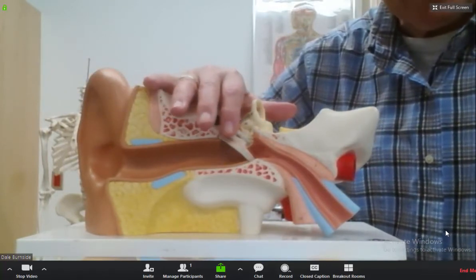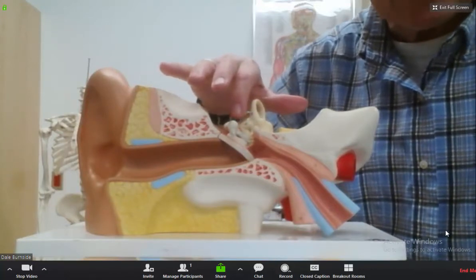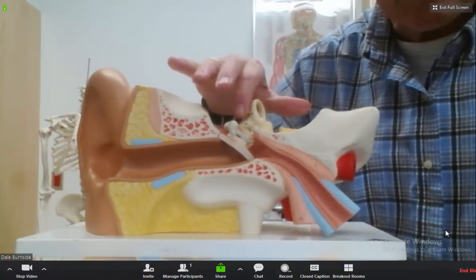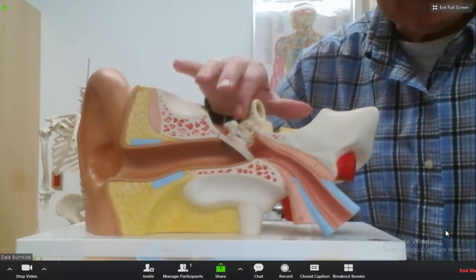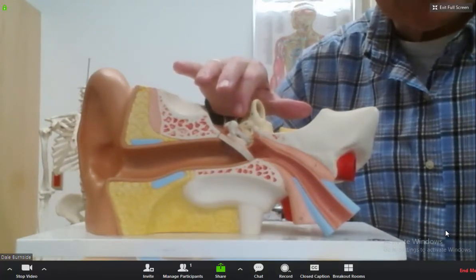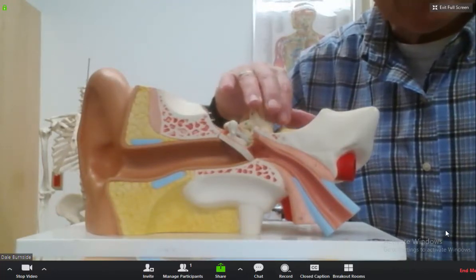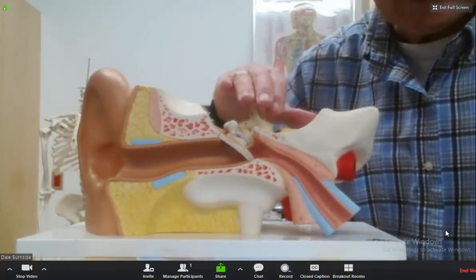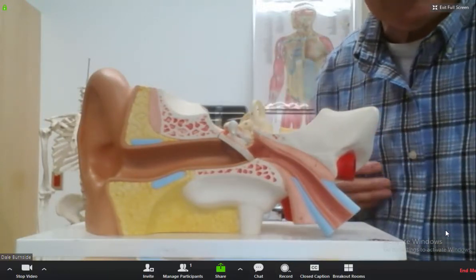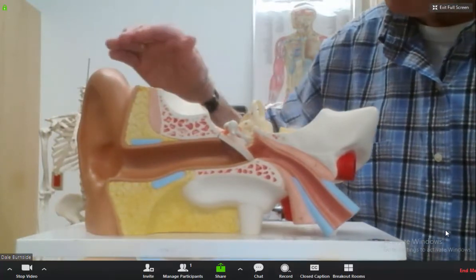Okay, then going from here, where you see the three ear ossicles, and we'll look at those closer in a minute, that's called the middle ear. The incus, malleus, and stapes are all in the middle ear, and then the rest of it beyond that, the vestibule and the cochlea and the semicircular canals, is the inner ear. So let's start with the external ear.